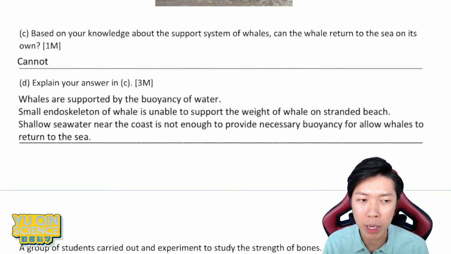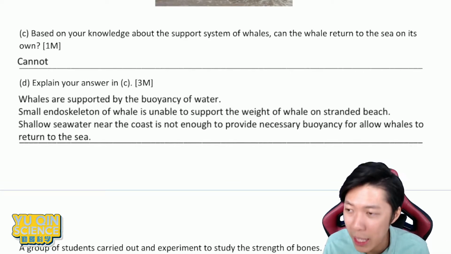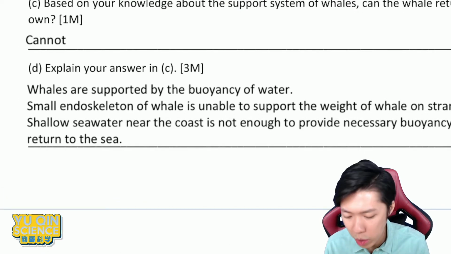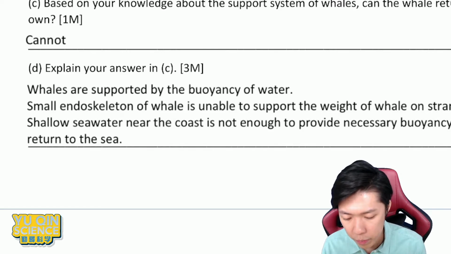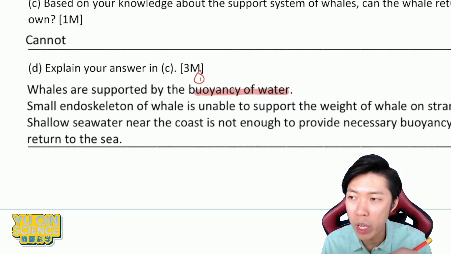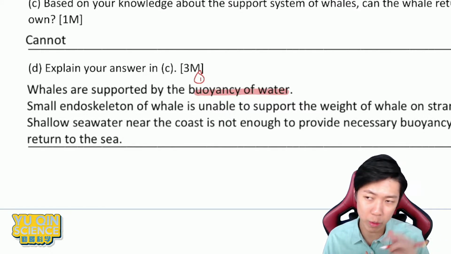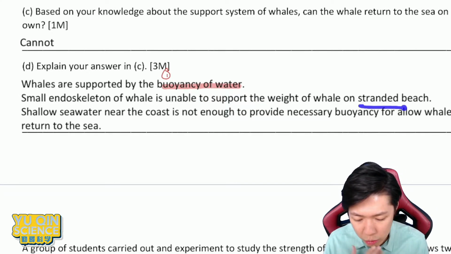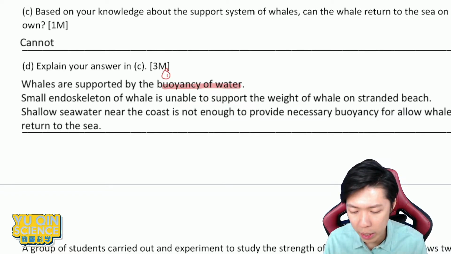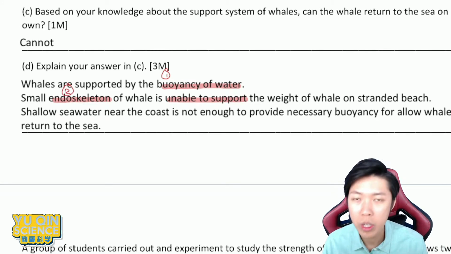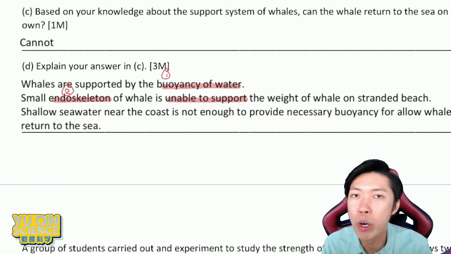I will try to make small little points to help myself, so I don't write things that are out of context. I suggest you do that as well every time. So if I were to do this question, number 1, I will talk about buoyancy first. I will jot down, number 1, whale supported by buoyancy. That's my first point. Second point, well, it's stranded on beach though. The endoskeleton unable to support. That's my point number 2. So I will write endoskeleton cannot support.